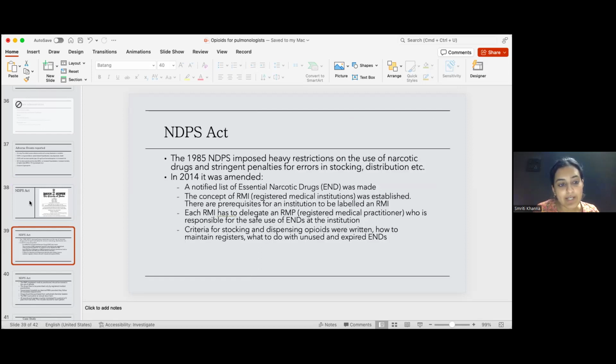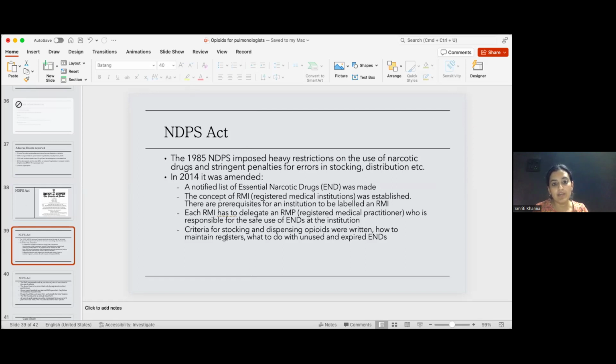So the NDPS Act was initially a very draconian act. In 1985, it was started, and there were heavy restrictions on the use of narcotics. This was amended in 2014. So they made a notified list of which are the essential narcotic drugs. They also made the concept of registered medical institutions. So each registered medical institution has prerequisites.